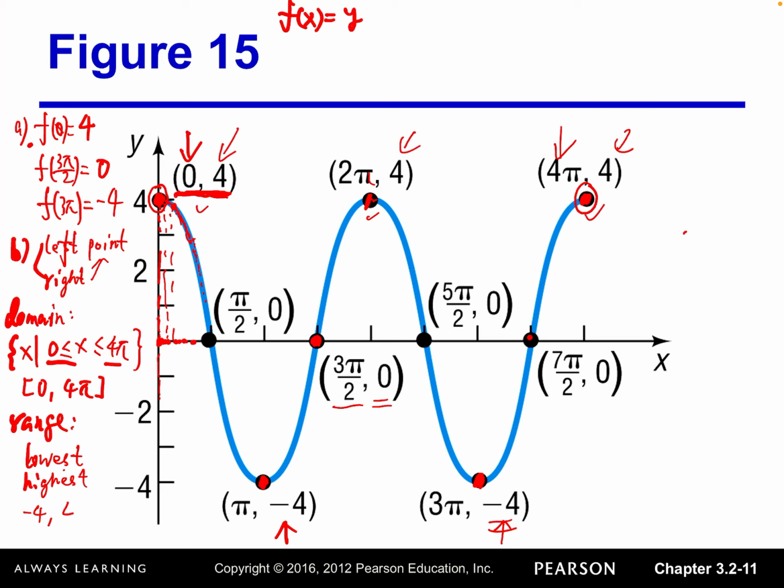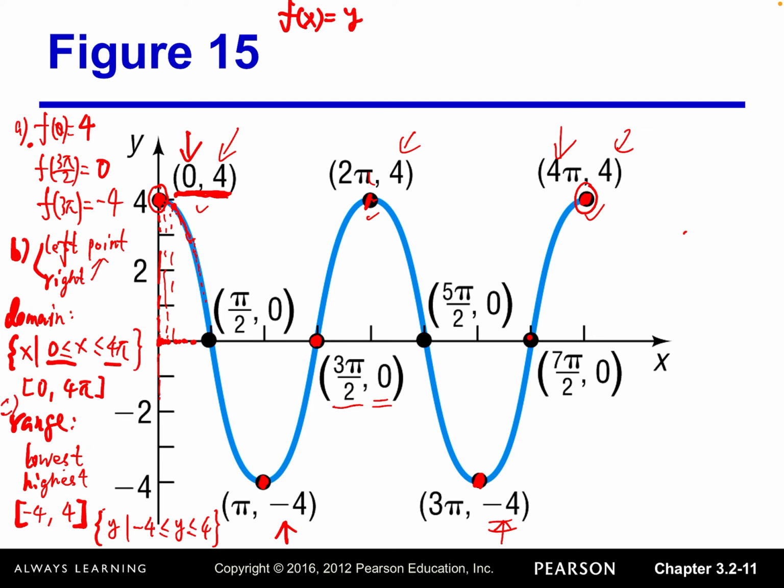So from -4 to +4. Again, they are all solid points, so inclusive. If you want to write set notation, the variable name is y, then a vertical bar, and then y is from -4 to +4. That's how to write the range in set notation. That's answers B and C.